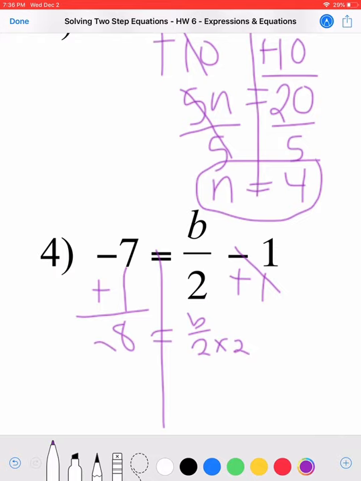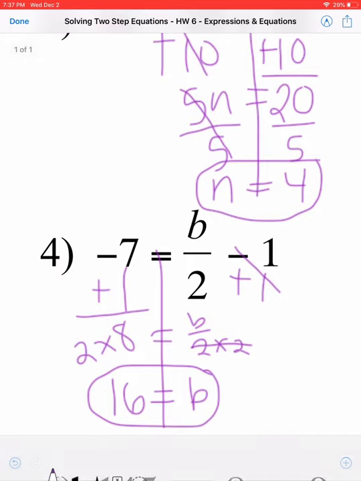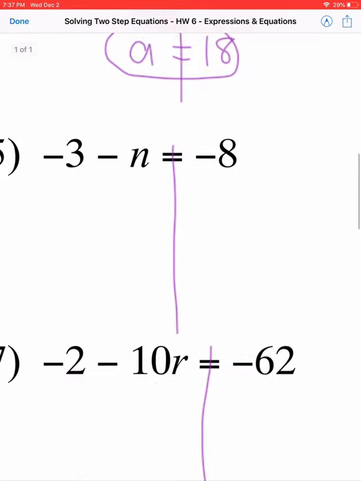And again, I know that Coach Sparkman does the dots, but I want to show y'all that this is multiplication, okay? This side cancels out. We're left with B. And we're left with 2 times 8, which is 16. Both of those numbers are positive, so you're left with B equals 16. All right, moving on to number 5.